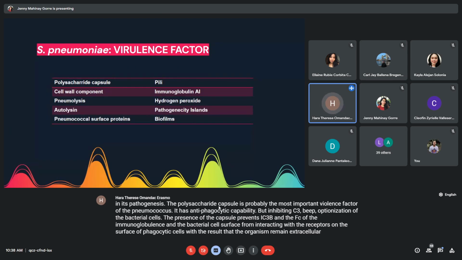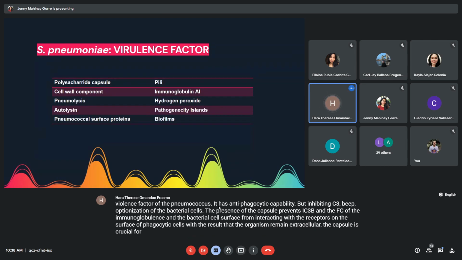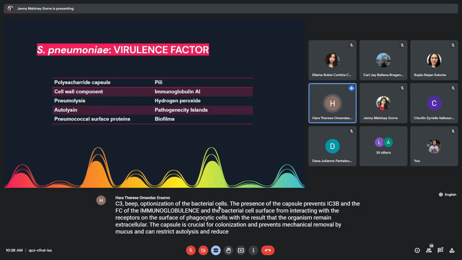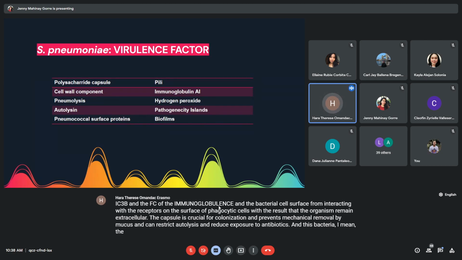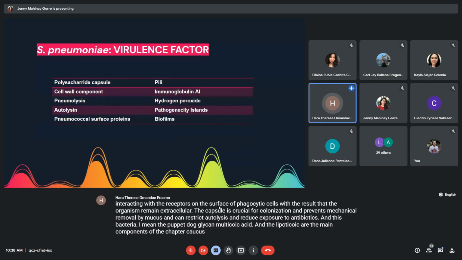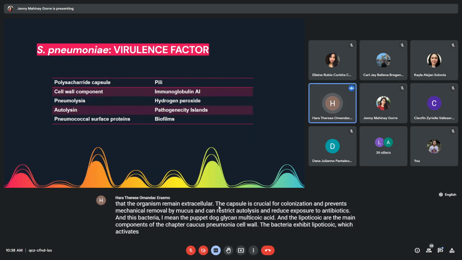The capsule is crucial for colonization, prevents mechanical removal by mucus, and can restrict autolysis and reduce exposure to antibiotics. And in this bacteria, the peptidoglycan, teichoic acid, and the lipoteichoic acid are the main components of the Streptococcus pneumoniae cell wall. The bacteria exhibit lipoteichoic acid, which activates complement and induces inflammatory cytokine production.